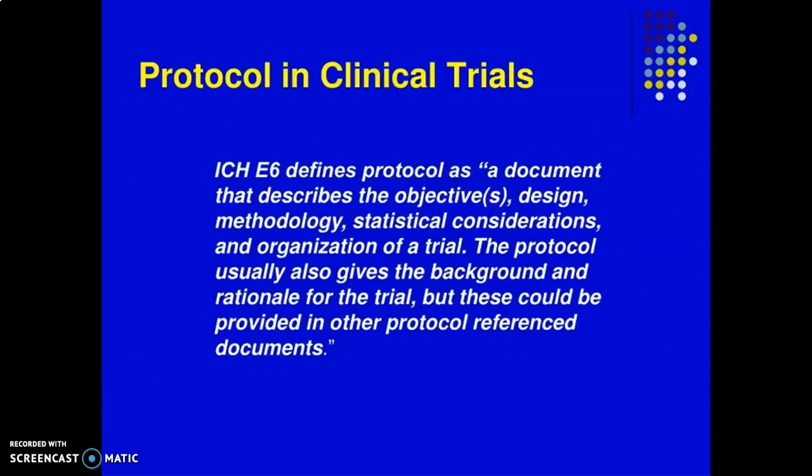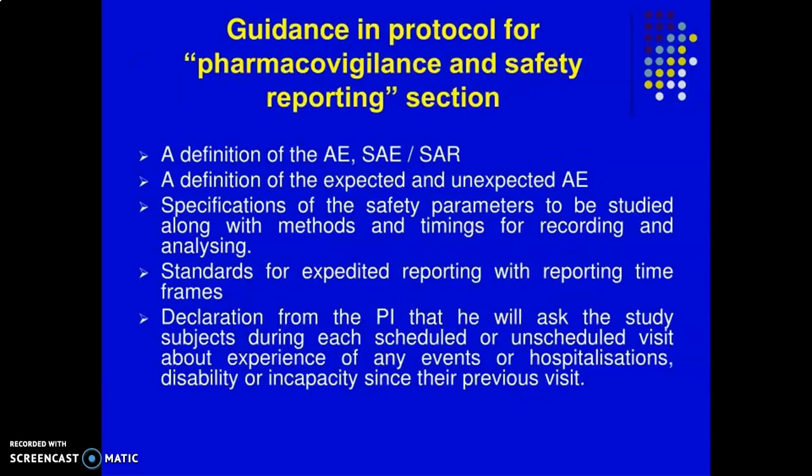Then if you see the protocol, much information you have seen in the ethical committee only. According to ICH E6, the protocol is defined as a document that describes the objective, design, methodology, statistical considerations and organization of the trial. The protocol usually also gives the background and rationale for the trial, but this could be provided in other protocol referenced documents, because this protocol has complete information. After seeing the protocol only, the ethical committee gives the approval. This will act as a background for a clinical trial. Proper protocol means safety will be more.